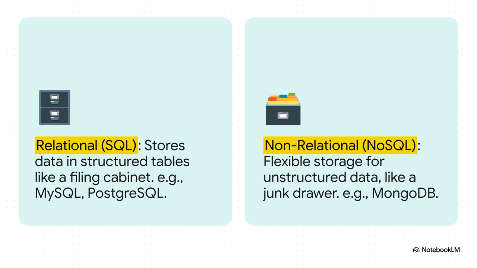Now, you should know there are kind of two main flavors of databases. The ones we're talking about, relational databases, they use SQL and they're like that perfectly organized filing cabinet. Everything has its place. Then you have NoSQL databases, which are more like a junk drawer. Super flexible, you can toss anything in there, but it's not as structured. Today, we're sticking to the neat and tidy world of SQL.